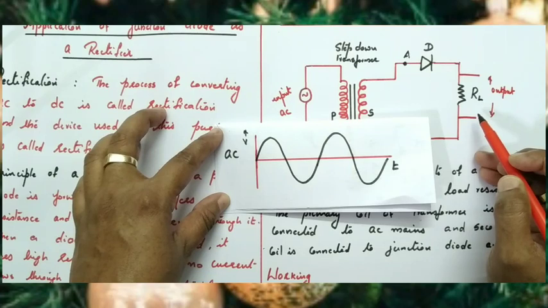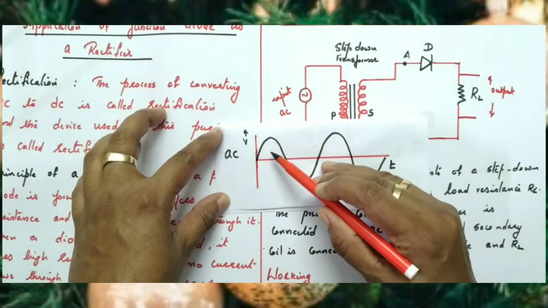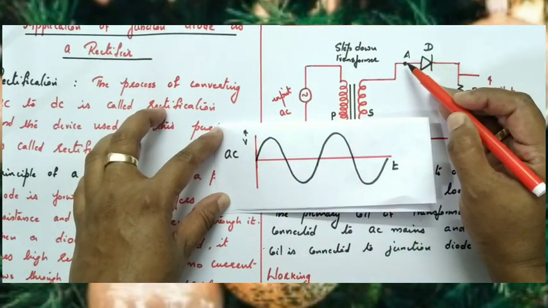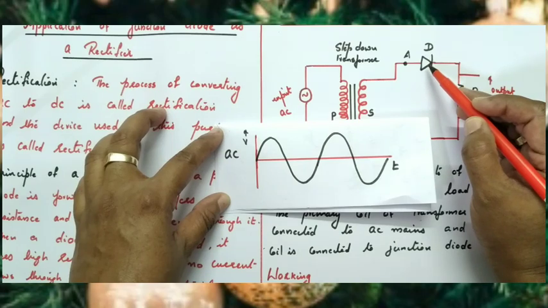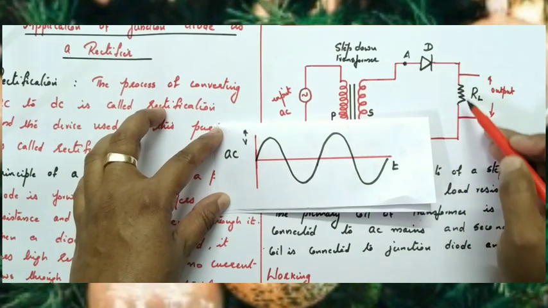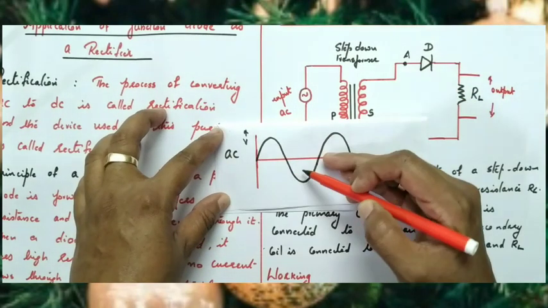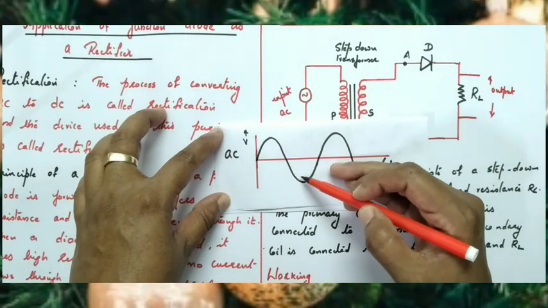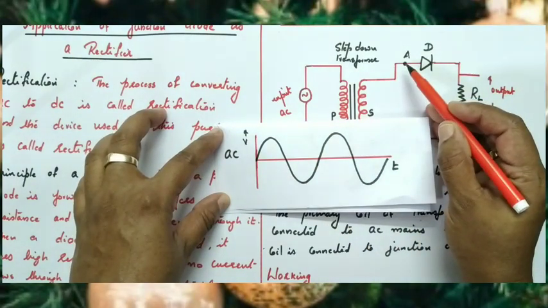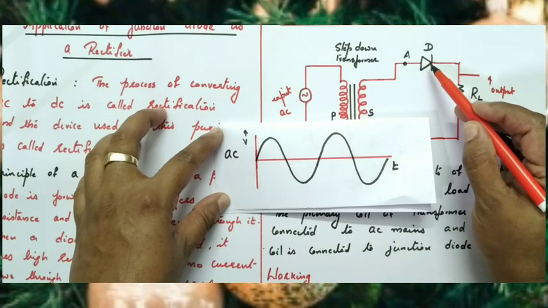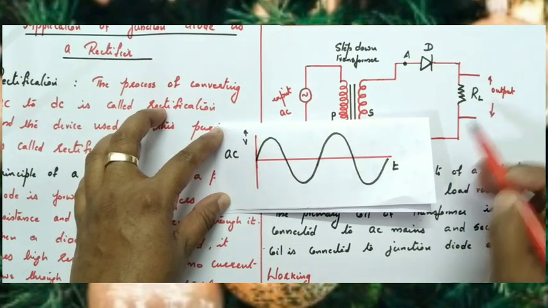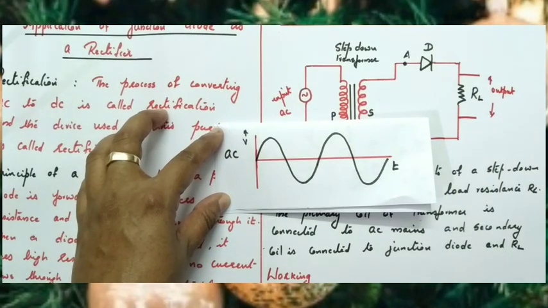load resistance. Clear? So, once more, during the positive half, the point A is positive, diode D is forward biased, it conducts and we will get the output. During the negative half, the point A is negative, diode D is reverse biased, it does not conduct and hence there is no output through the load resistance.